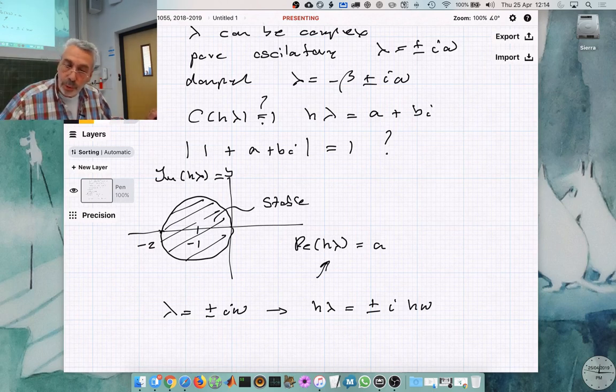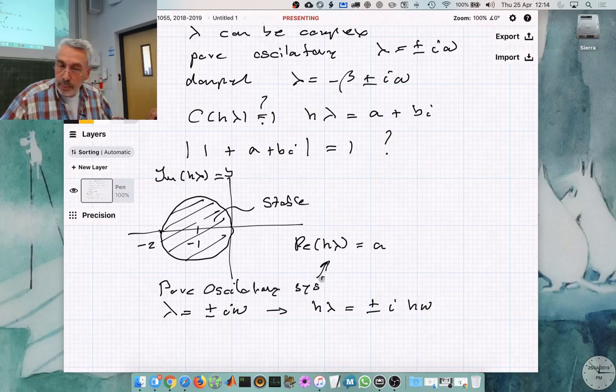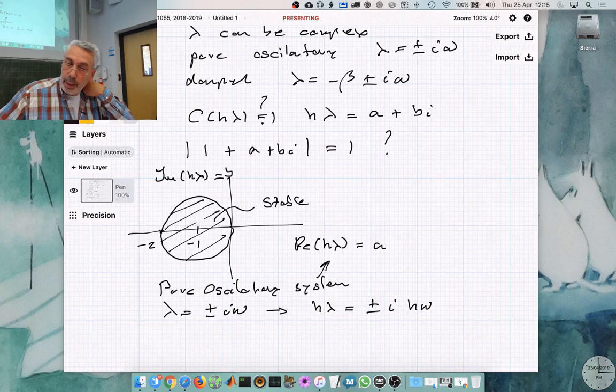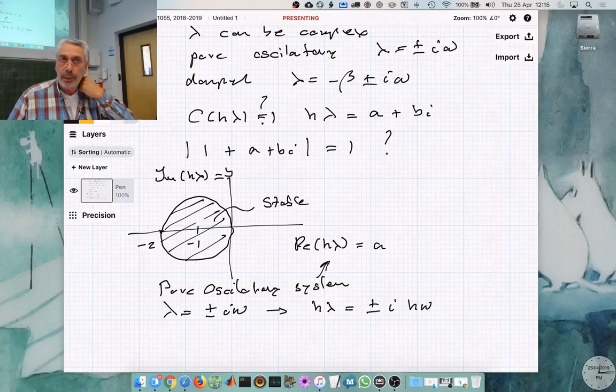So this is a pure oscillatory system, right? Pure oscillatory system, these are the eigenvalues. H lambda is then just this one. And where is this I h omega? Well, that's on this axis. Not here, not here, always on this axis. Which point from this axis is within this region? 0. Exactly.